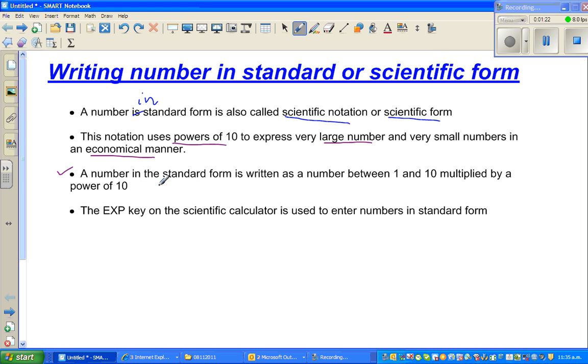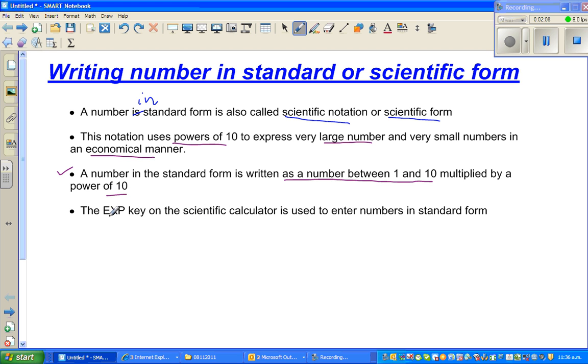In the standard form, there are two numbers written as a product, as in a multiplication form. The first number should be between 1 and 10. It's not inclusive of 1 or 10. Any number, say 1.5 or 5.7 or 3.8 or 3.75, any number between 1 and 10 should be the first number, and that number is multiplied by a power of 10.